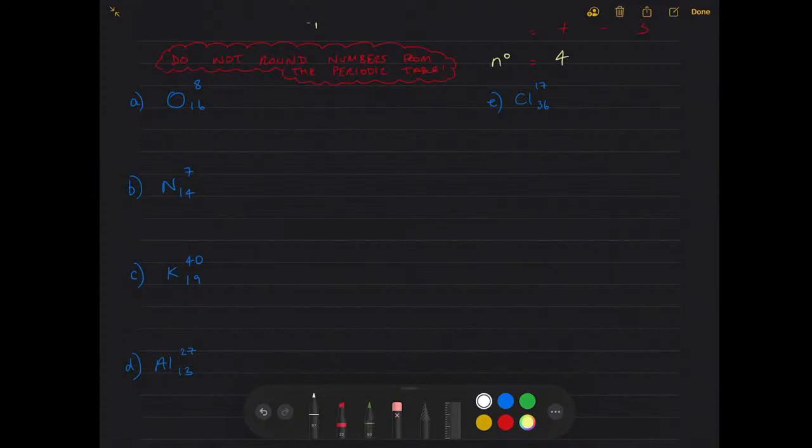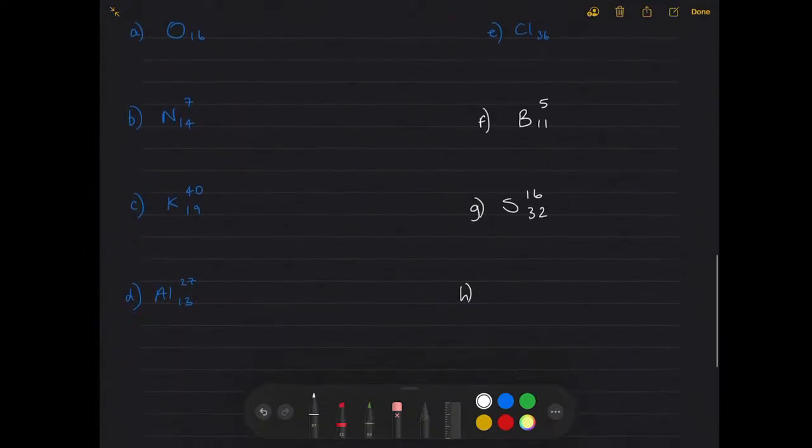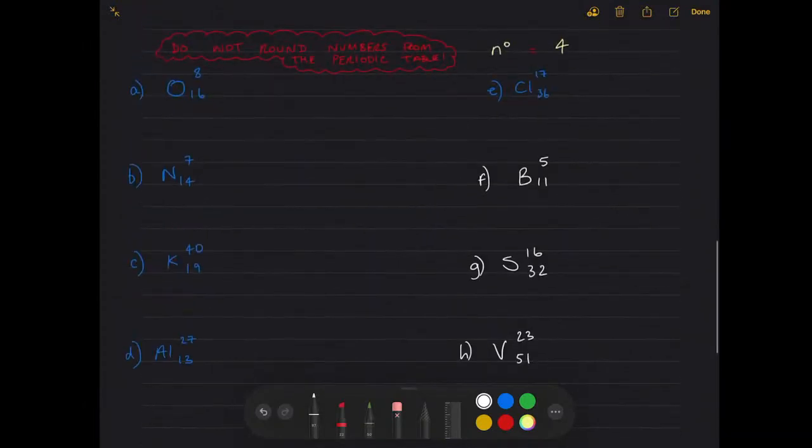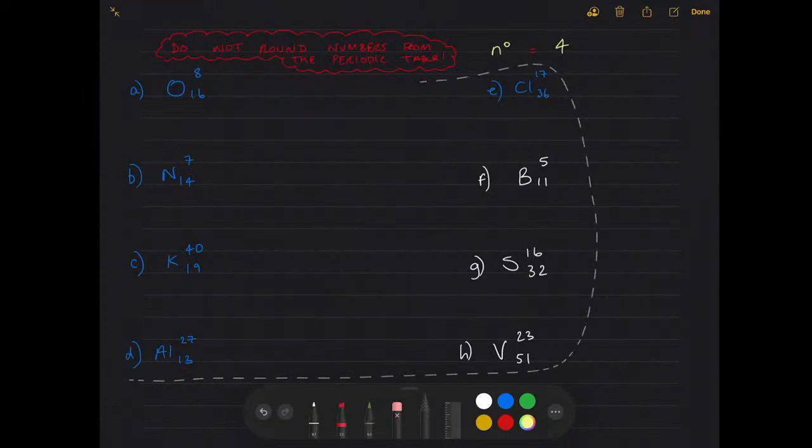Let's try boron. Sulfur. And finally, I'll give you vanadium, a transition metal. You have 3 minutes.